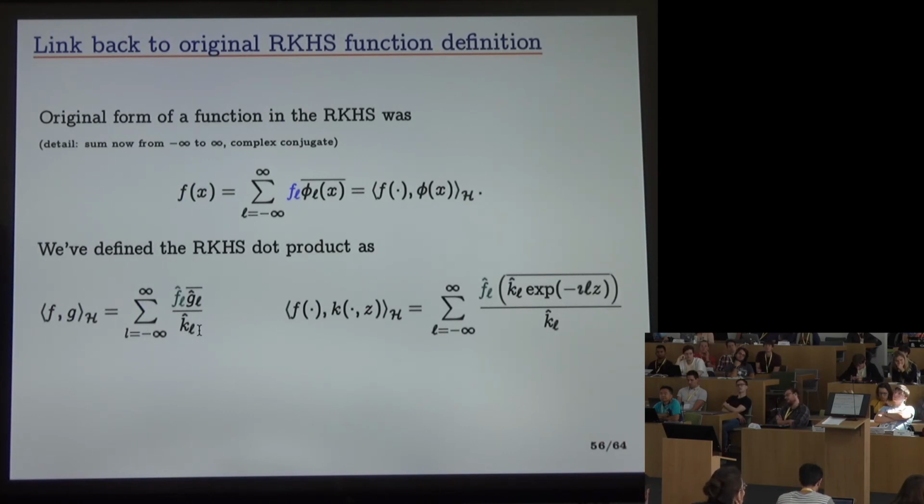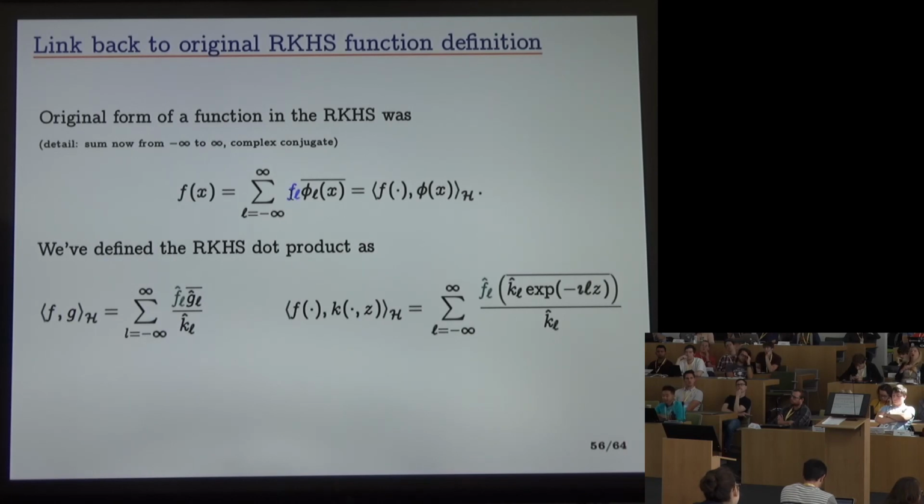And in particular, remember the proof that we just did. The dot product between f and k(·, z) is f hat l, k hat l, e to the minus i l z, over k hat l. This is what we just proved. Now, what does this line here have to do with this line here? So be very careful of the difference between these two.